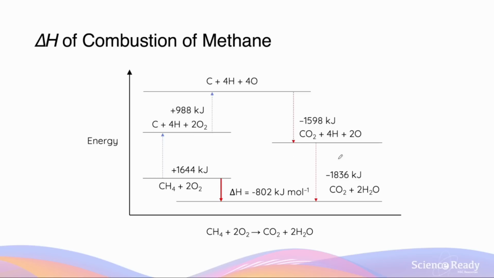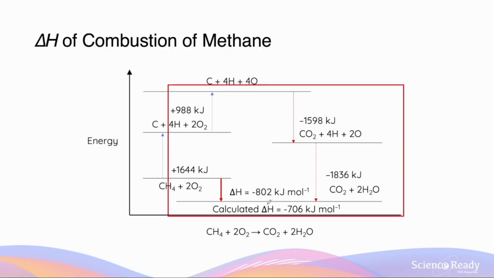Now, the actual theoretical or measured enthalpy change value for this reaction is minus 802 kilojoules per mole of methane or per mole of carbon dioxide formed. The calculated value that we did in the calculation was slightly different, minus 706 kilojoules per mole. Now let's look at why the actual value, which is more accurate, and the calculated value are slightly different.